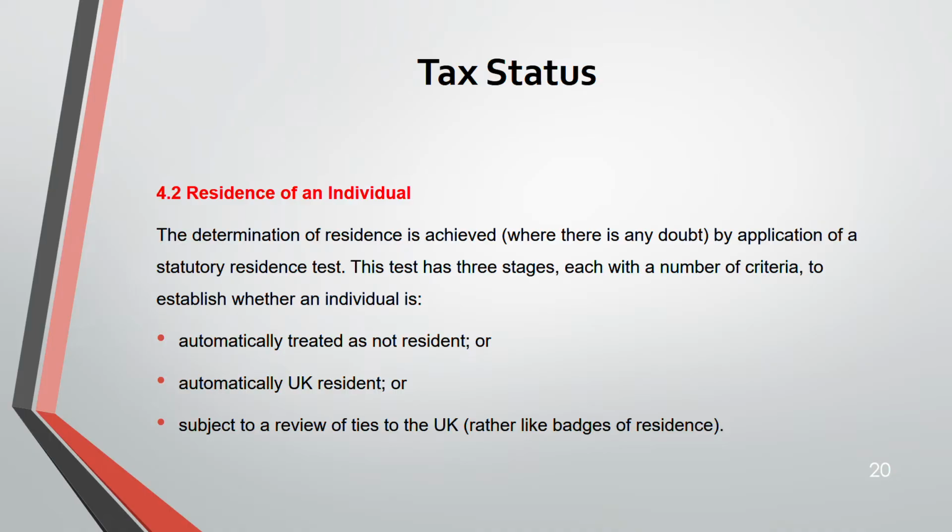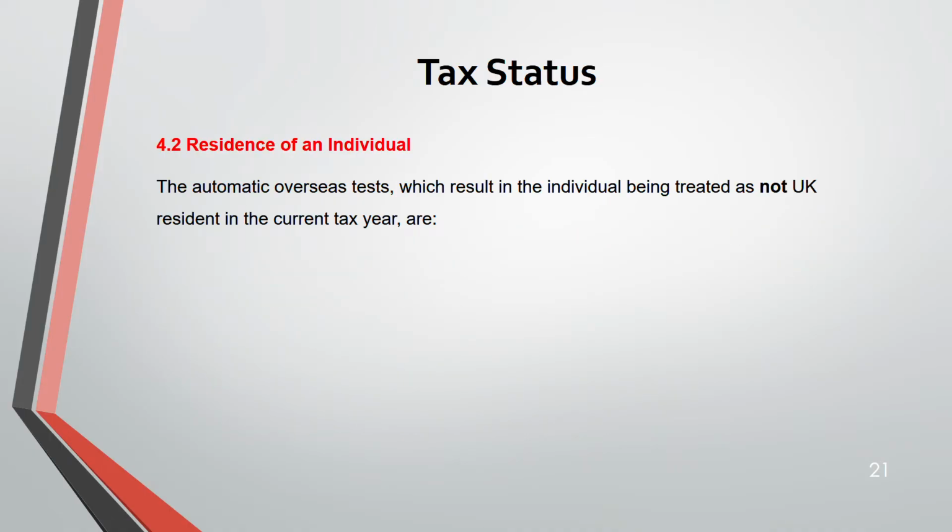You can't skip the order. You can't start with the second or third as you wish. No, first, second, third. And if you have met the criteria under the first test, you don't have to go through the second or the third. It is concluded there itself. But if you are not satisfying the first, you go to the second. If you're not satisfying the second also, then you go to the third and decide. So now, first we'll go through the residence of an individual.